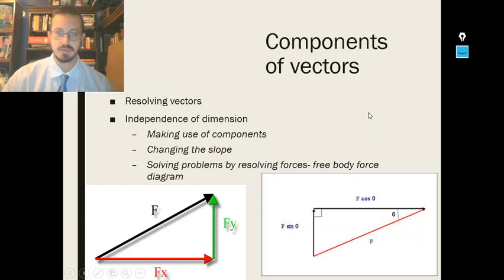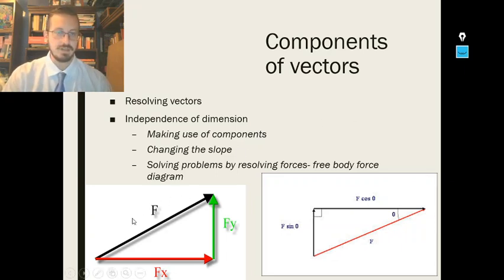This is an idea which we've worked with a lot leading up to this point, and now we'll reinforce that learning objective, being able to resolve a vector into its perpendicular components. In resolving vectors, we have this idea of the independence of dimension, that we can treat a vector which acts in both a horizontal and vertical direction. We can break that vector down into how much of it acts horizontally and how much acts vertically.